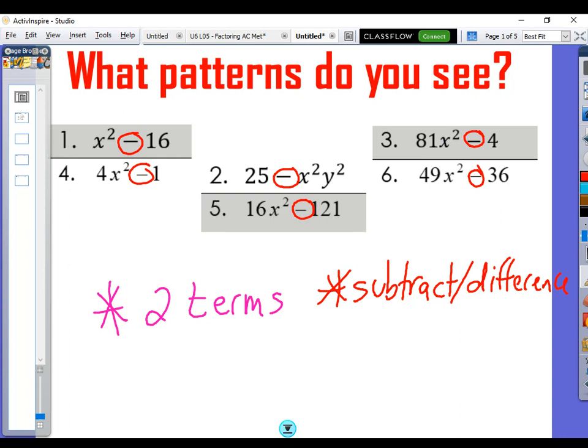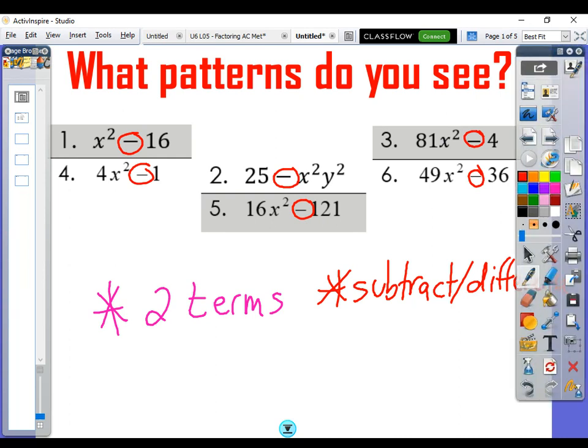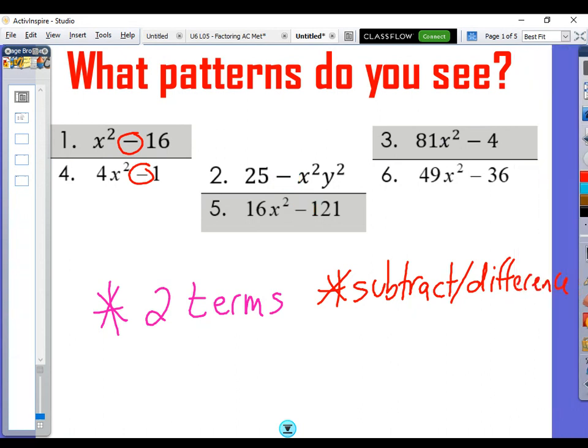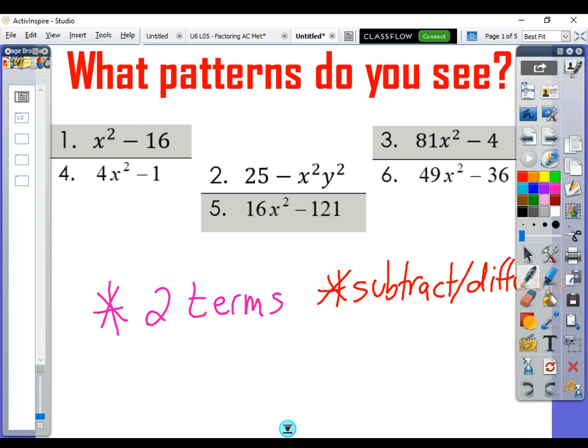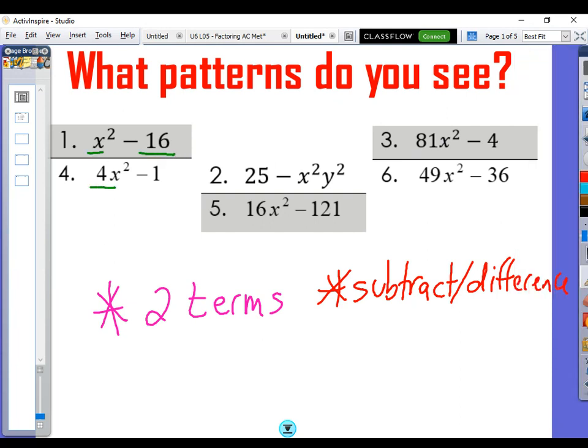And then the last observation that I'm hopeful you'll see is that this is probably the hardest one, unless you've got an eye for it, is that if you look at every single one of these terms, you'll notice that they are all perfect squares. Obviously, x squared is a perfect square. 16 is a perfect square. 4 is a perfect square. 1 is a perfect square. 25, x squared and y squared are both perfect squares.